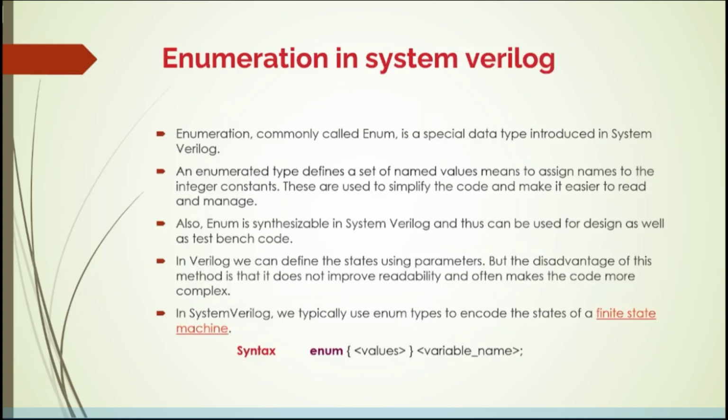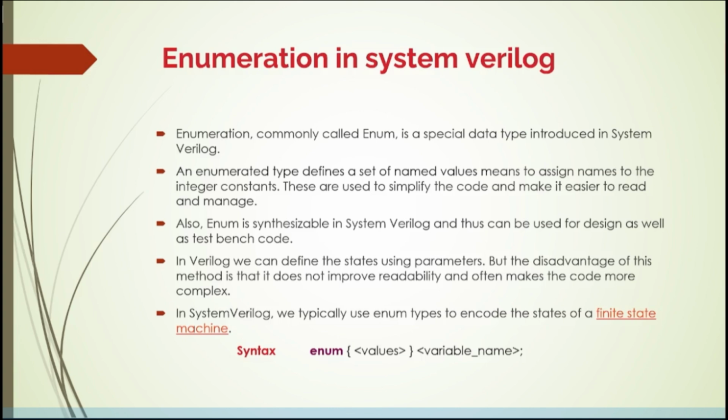Now coming to the important concept in SystemVerilog, which is enumeration. So what is this enumeration? As we already talked about, enum is a special data type, a user defined data type in SystemVerilog. Just like structures and unions, enumeration is also a user defined data type, and classes are also user defined data types. So why do we use enum? Basically, enum is used in order to name integer constants. Let me give you a clear example at the starting itself.